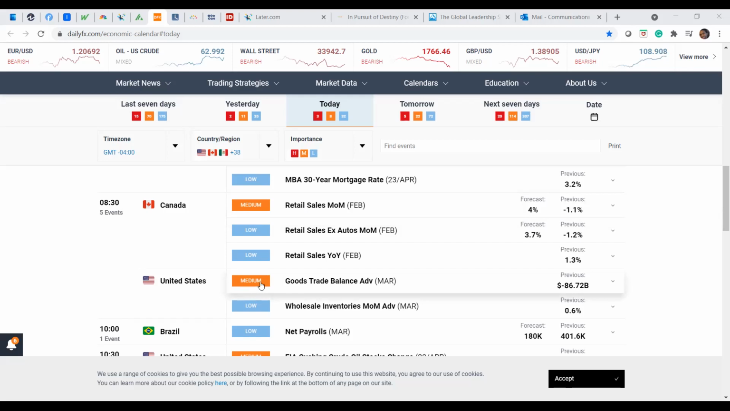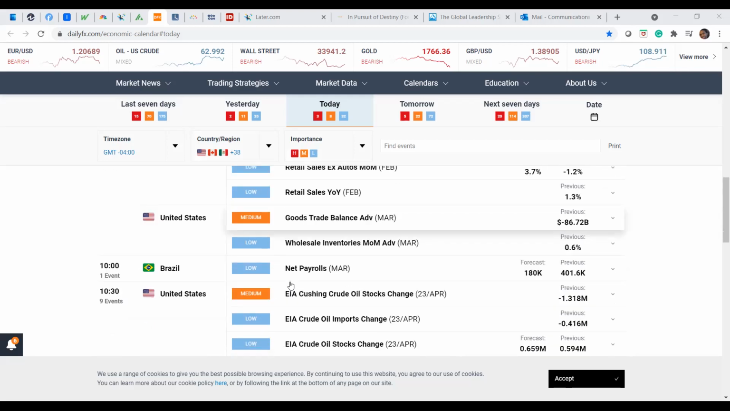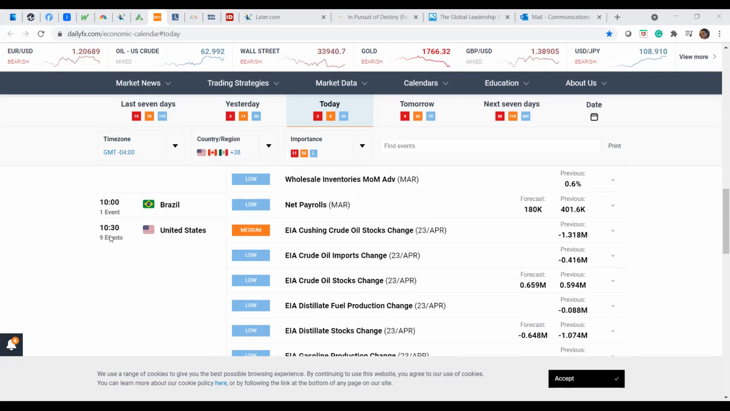There's also one in the US around the same time, which is a trade balance. Again, it's not really going to stop my trading, but I'm just going to keep moving on and taking a look. At 10:30 a.m., there is a report of medium importance to do with crude oil stocks. So maybe if I was trading crude oil, I may want to pay attention to that, but it wouldn't really stop me from trading.